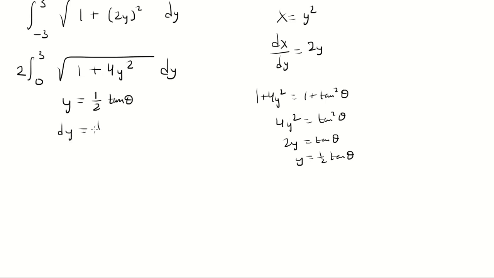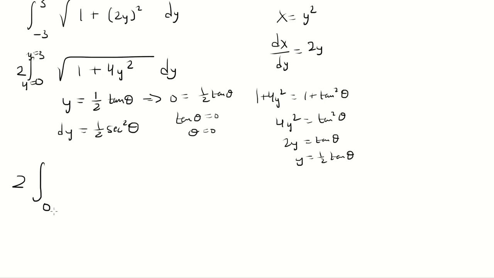So dy is just 1/2 secant squared. But we also want to change the limits. This is in terms of y. So if y is 0, that means tangent also has to be 0. So theta has to be 0. If y is 3, that means tangent is 6, so theta is inverse tangent of 6. That goes up here.